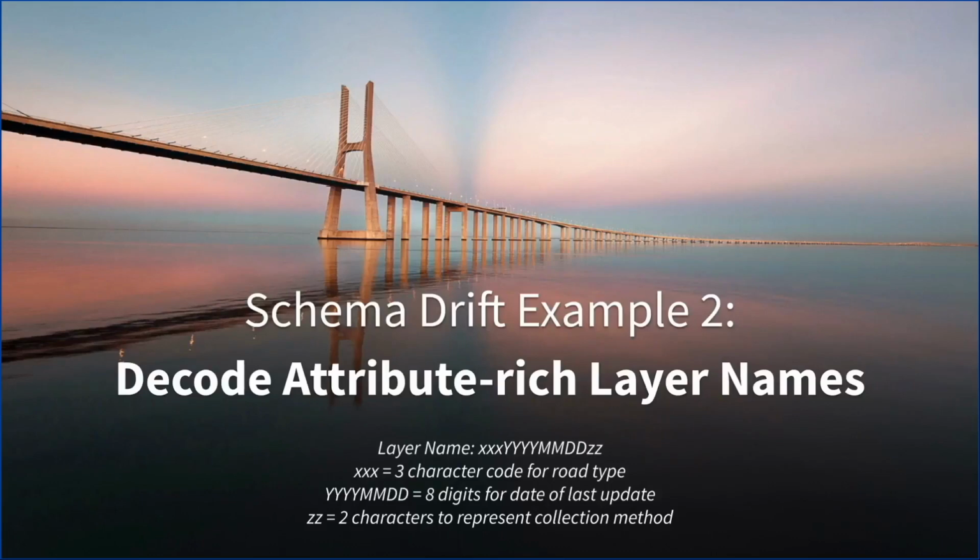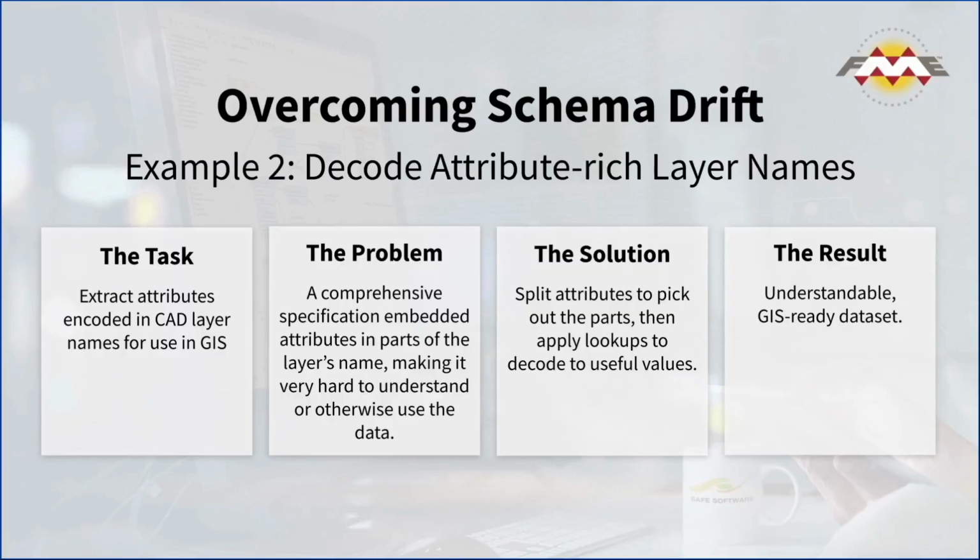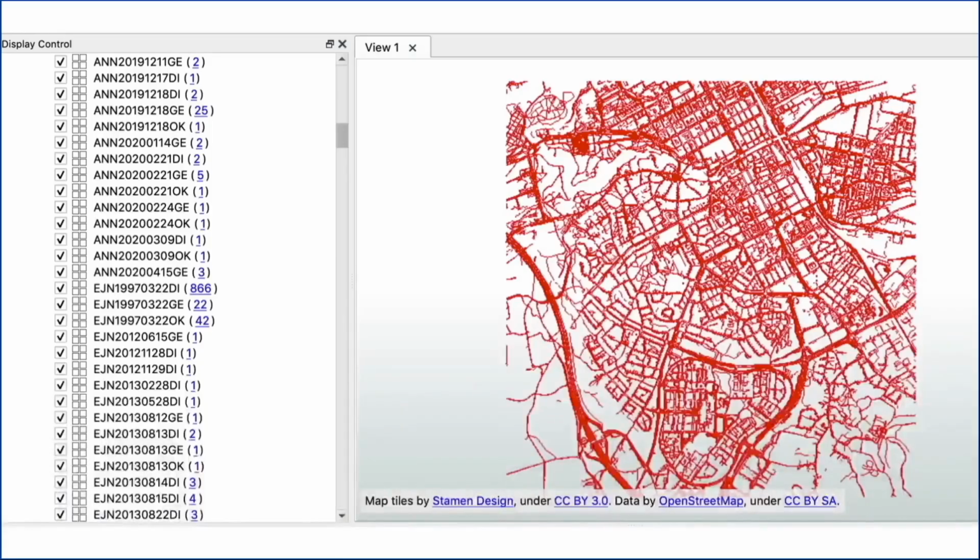This is also an example that we have come across a few times where folks have encoded attributes into the layer names. So the layer name is some combination of things totally unintelligible to a human, but very intelligible to the spec, where you have a chunk that's the 3-letter code for roads, some other stuff, the date, and then the data collection method. And so these attributes are in there, but they're not at all useful for analysis because they're very hard to get at. And so the solution is we're going to split those out to pick out the parts and decode them into useful values. And so this is what the input looks like, fairly, again, not too useful to humans.